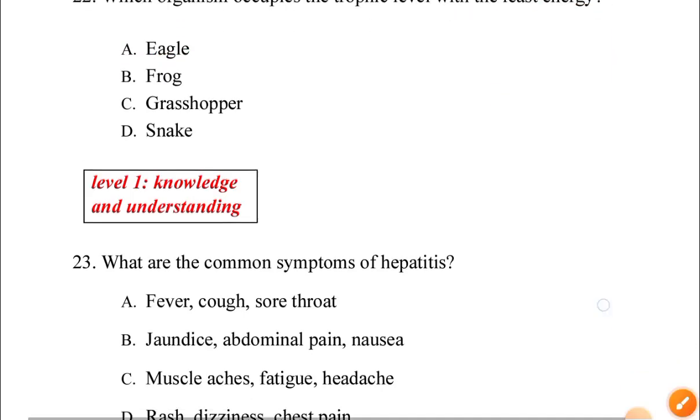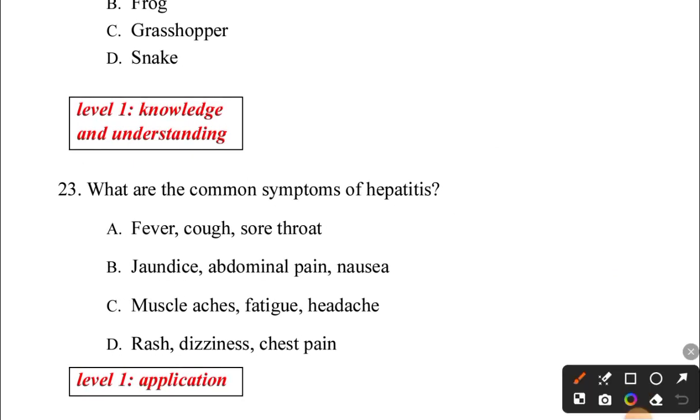23. What are the common symptoms of hepatitis? Hepatitis has to do with the liver. And anytime there is a liver problem, you see jaundice, yellowing of the eye. Definitely, we have to do with the liver. So the answer to question 23 is B.